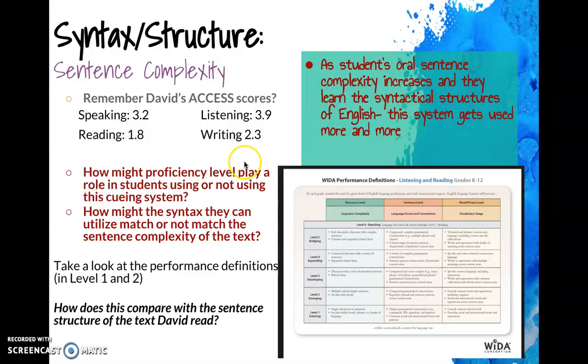Beyond the earlier text levels, there are different types of sentences in text of varying complexity, which you will notice on the performance definitions at much higher levels than a 1 or 2. This is why it is so important to give students lots of oral language practice with increasing sentence complexity, so they are able to hold on to that structure as they read text as well.